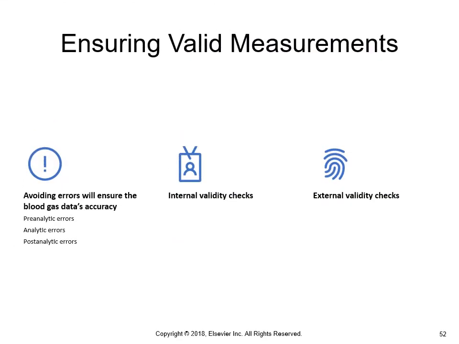Let's talk a little bit about ensuring valid measurements. How do we ensure a valid measurement and use of blood gas data? Blood gas results are used to make critical decisions, and so measurements must be accurate. Their interpretation must be valid, and their application to patient care correct. Errors in any of these areas can result in poor patient management and unsatisfactory outcome.